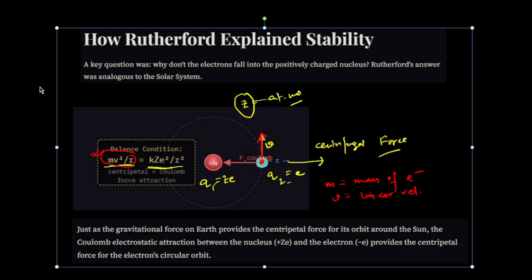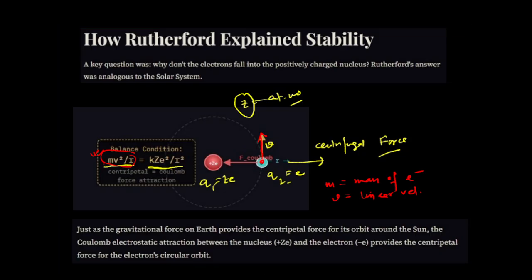what does he say? He said simply that, let's say this is the nucleus. Let's say the atomic number of the atom is Z. That means the nucleus has Z protons, right? Each proton carries 1 unit charge. So what is the total charge of the nucleus? Plus ZE. So Q1 is equal to ZE.